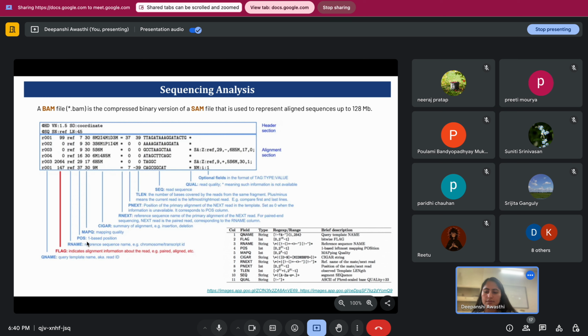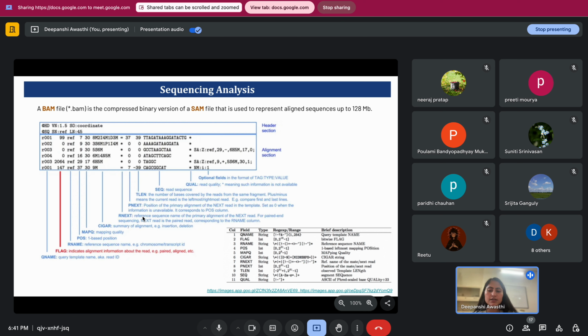Then comes the reference sequence name. For example, its chromosome or the transcript ID will be given by this third field. Then there will be position, MAPQ, which will tell you about the mapping quality. Then the CIGAR, which is the summary of alignment, whether there are some insertions, deletions, or matches, mismatches. Because in this you are aligning the sequence with the reference. So now this file is giving you the information about where the sequences are exactly matching, or if there are some mismatches, then that information will also be given to you by the CIGAR.